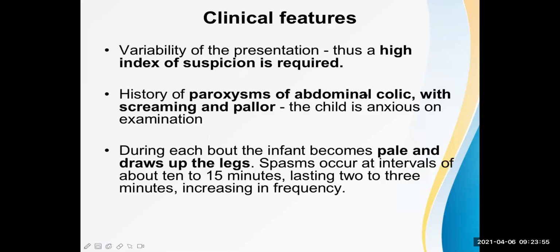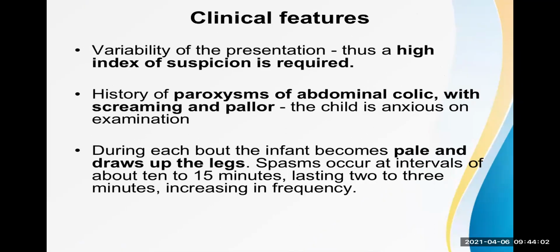Now look at the clinical features. There is variability of presentation, thus a high index of suspicion is required. Of course, a lot of differential diagnoses can exist there. That's why a high index of suspicion is necessary. Talking about the clinical features of intussusception, it is quite common in children less than 2 years of age, and mainly they are male babies.